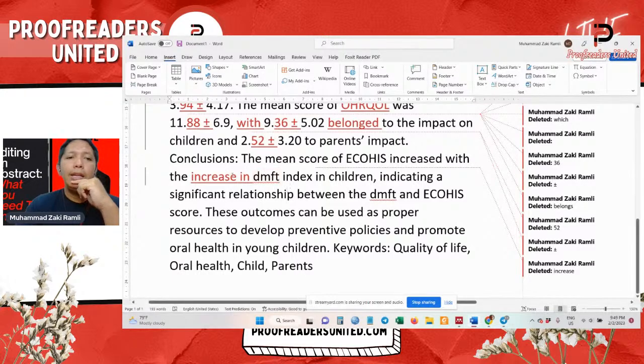Okay, increase with increase in the DMFT index in children, indicating a significant relationship between the DMFT and EcoHis score. Okay, what does it mean by the increase indicating a significant relationship?